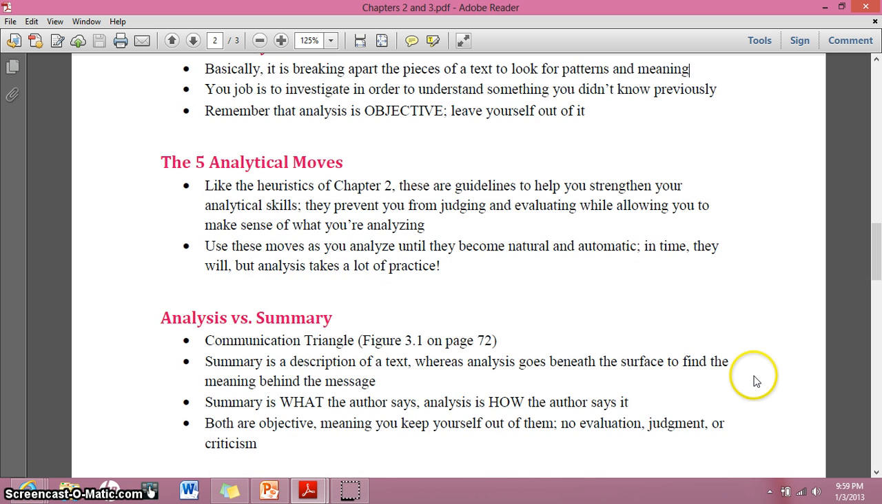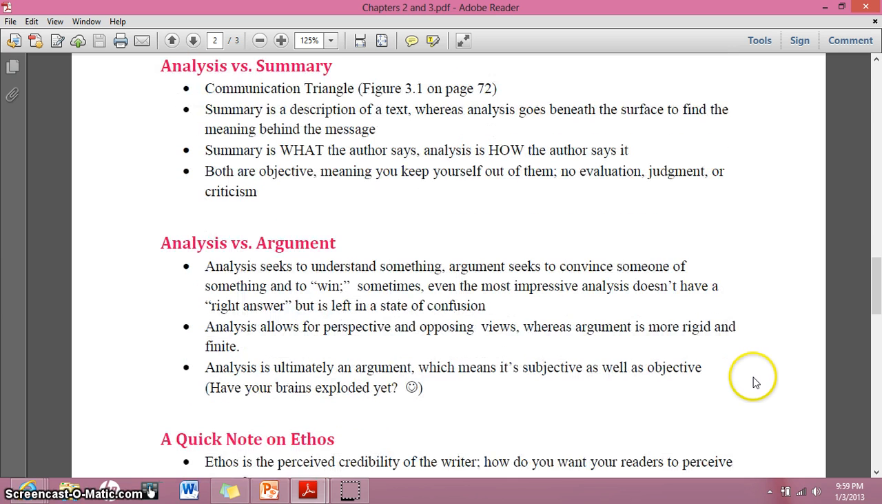Okay, so I want you to hopefully have your book out somewhere. Take a second, get your book out. I'm delaying. Turn it to page 72. On page 72, there is a diagram of the communication triangle at the bottom. I just want you to take a look at that so that you can understand what types of writing are focused on what. If you look at the top of the triangle, you see that it's writer-centered. That's expressive writing.